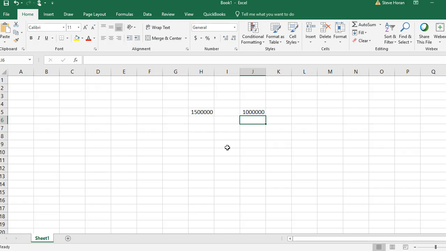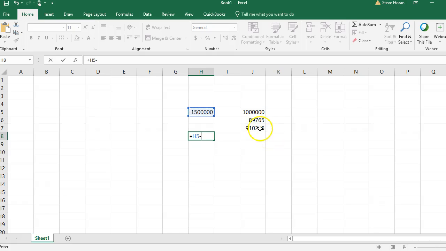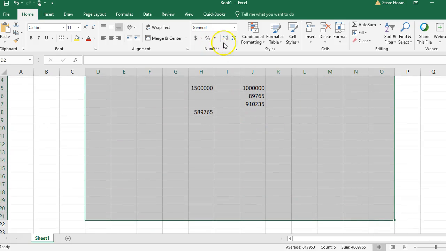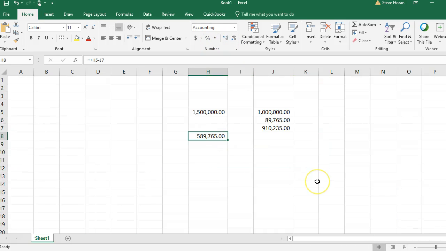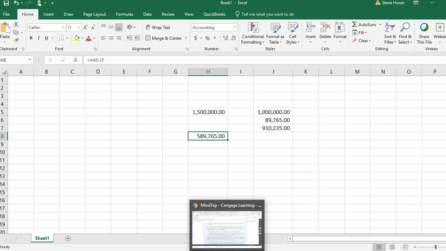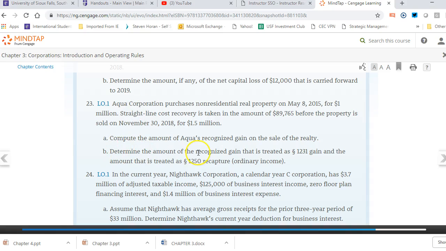And then the depreciation was 89,765. And I'm going to just basically take that $1 million and subtract it from that. Okay, so take the million minus the 89,765. We get 910,235. And so my capital gain is the difference between the $1.5 million cash received and the 910,235. Okay, 589,765, and I should format this. Okay, so everybody sees that, 589,765. So that was my answer to part A.